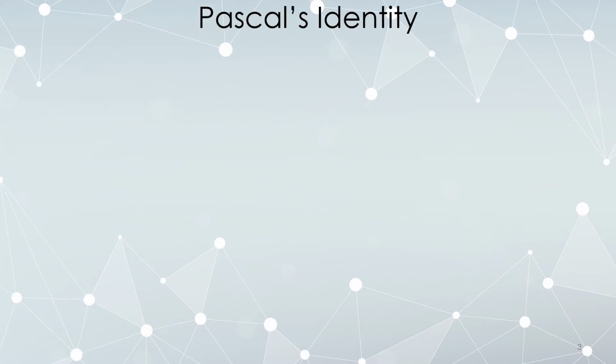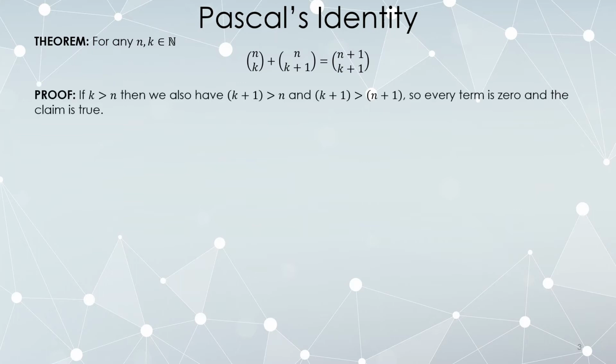In the study of binomial coefficients, a very handy thing to have at our disposal is something called Pascal's identity. For any two natural numbers n and k, n choose k plus n choose k plus 1 is equal to n plus 1 choose k plus 1. This will always hold. Well, we're going to prove it in a few distinct steps.